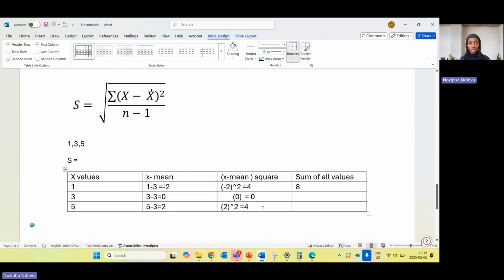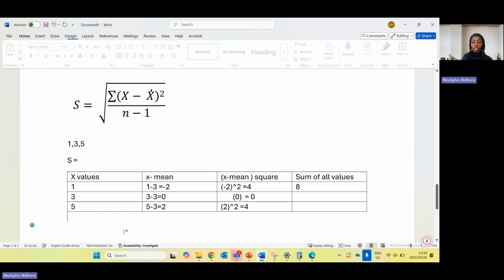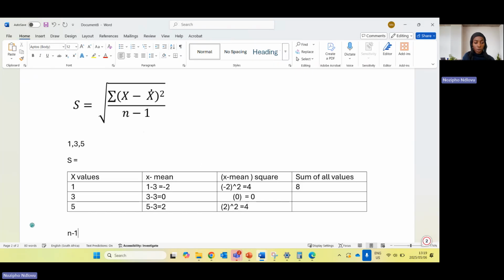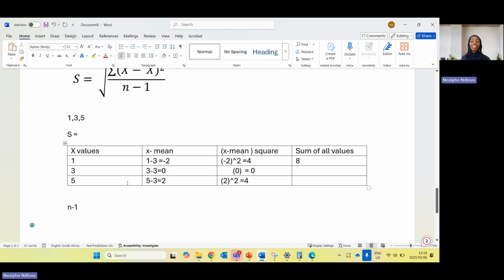So from this, we have found this part, which says the sum of x values minus the mean, then you square it, which is 8 now. Now you have to find the portion of n minus 1. What is n minus 1? Remember, n is the number of observations that we have. How many do we have? 1, 2, 3. There will be 3 minus 1, giving us a 2.